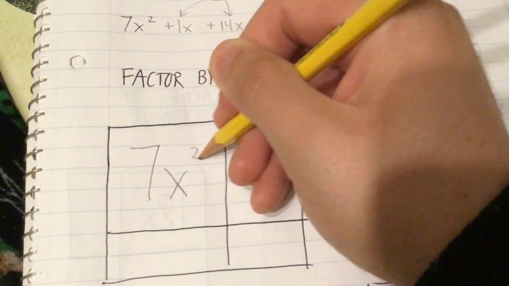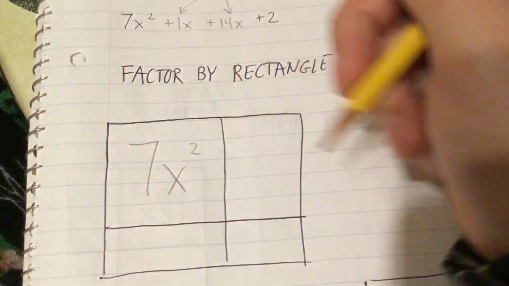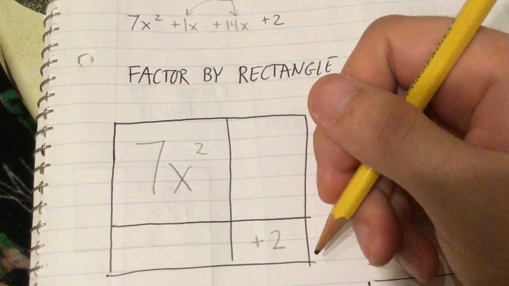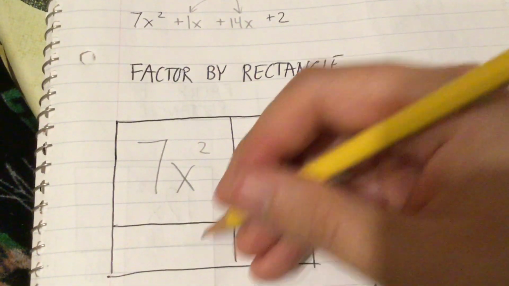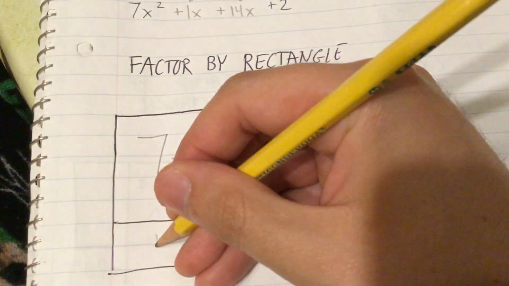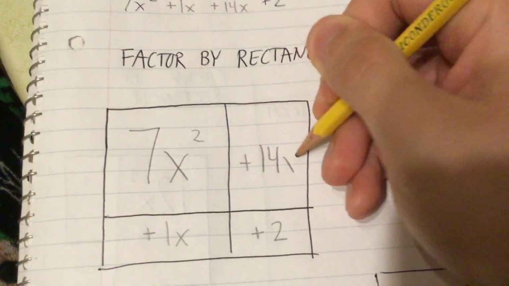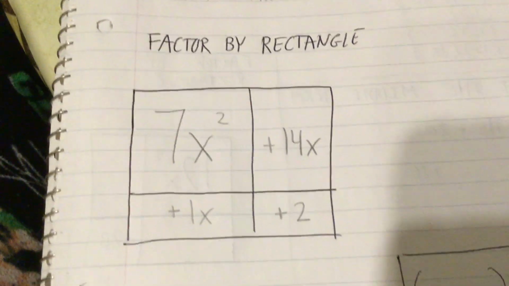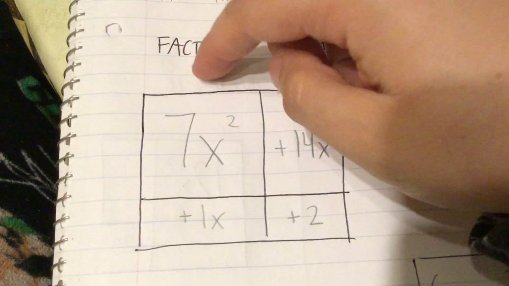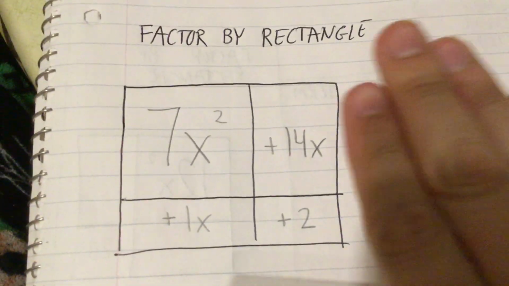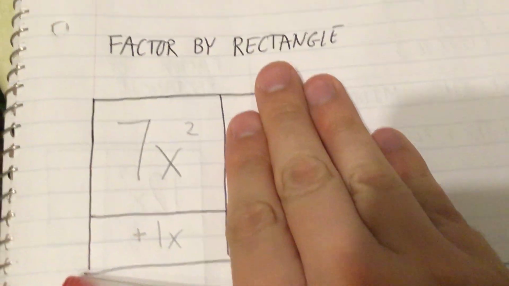So now I'm going to put the big fella, 7x squared, in the top left. Okay? And then positive 2 in the bottom right. And it doesn't matter which one goes which. So I'll put positive 1x here and positive 14x here. Okay? Now I'm going to try to figure out what these four pieces are in the rectangle. I'm going to cover up the right column.